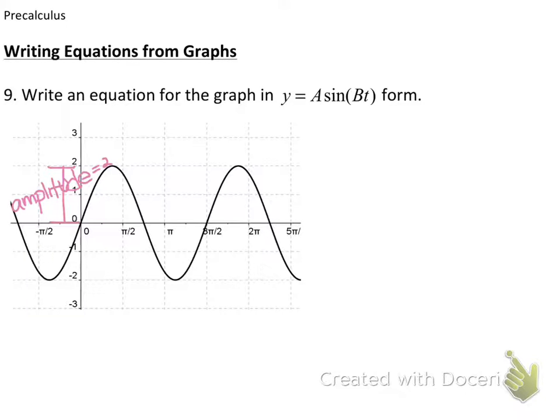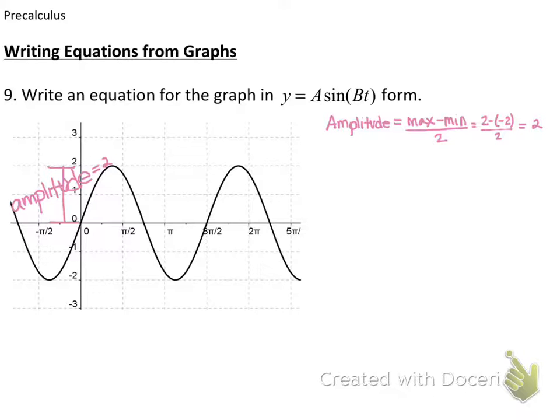So, formally, you can also say that your amplitude equals your max minus your min divided by 2. So algebraically, we get 2 minus negative 2, which gives us 4, and then we divide that by 2, so we get 2. So you can see it on the graph, and you can algebraically solve for it.